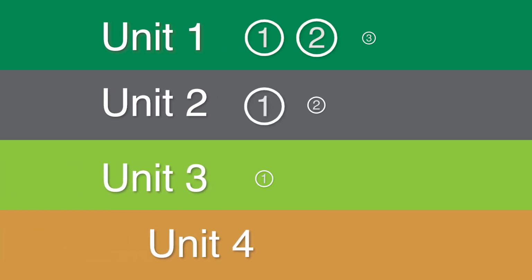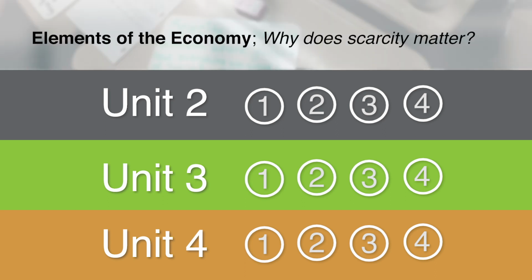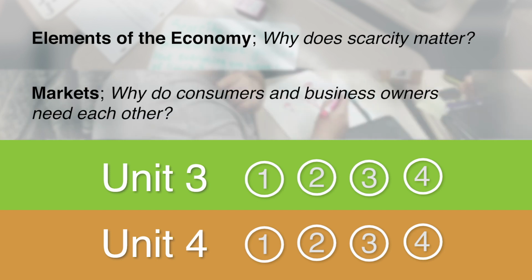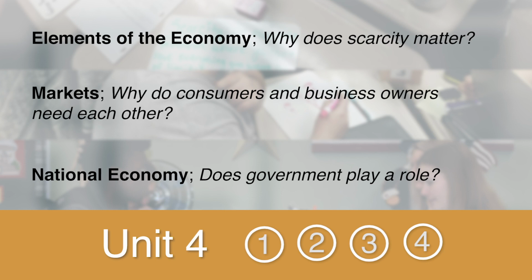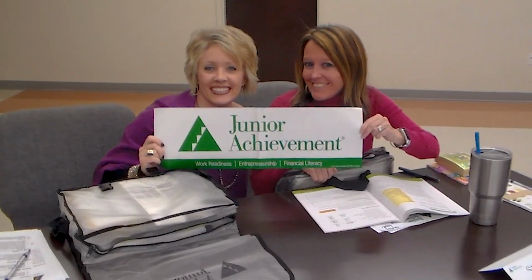Each unit's content is further divided into 4 themes, each of which has its own guiding question that supports the overall unit question. The units are: 1. Elements of the economy. Why does scarcity matter? 2. Markets. Why do consumers and business owners need each other? 3. National economy. Does government play a role? 4. Open to debate. Government or market solutions. Why do countries trade?